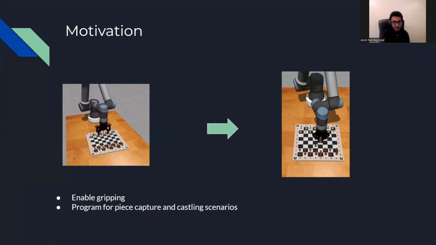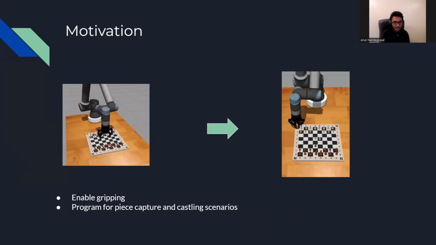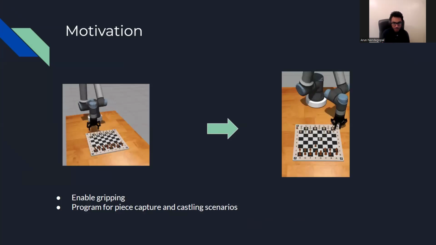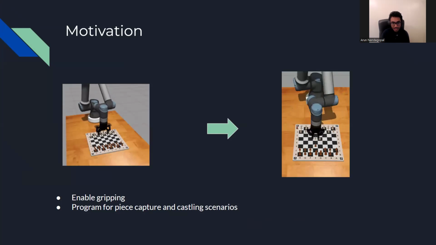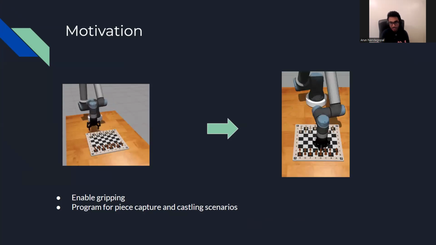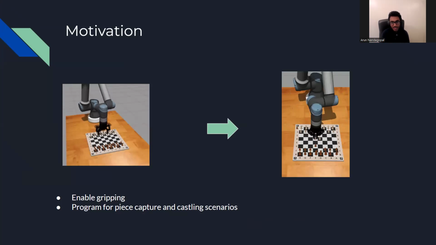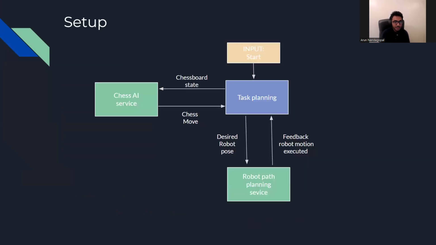But over there, we didn't integrate the pick and place. Also, we didn't do it for the two situations, capture and castling, which means that we can't directly use the notation which comes through, and we have to add layers of logic in order to execute a capture move or a castling move. Let me explain that a little better in the upcoming slides.